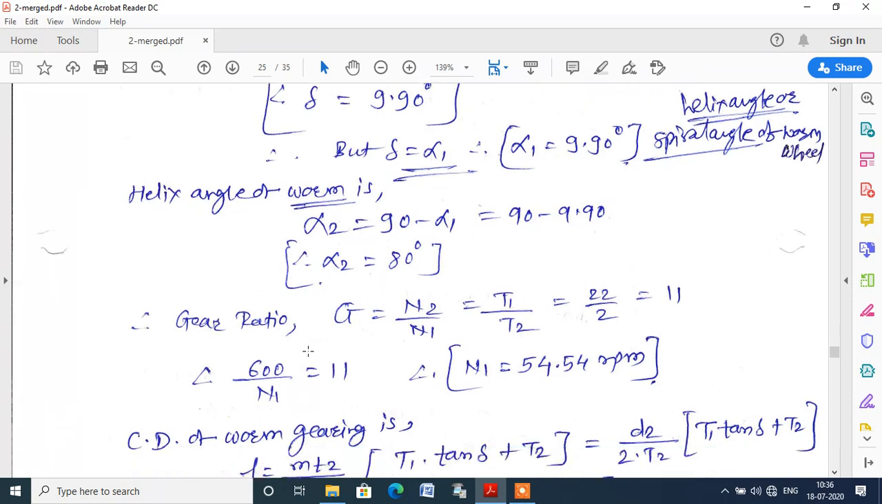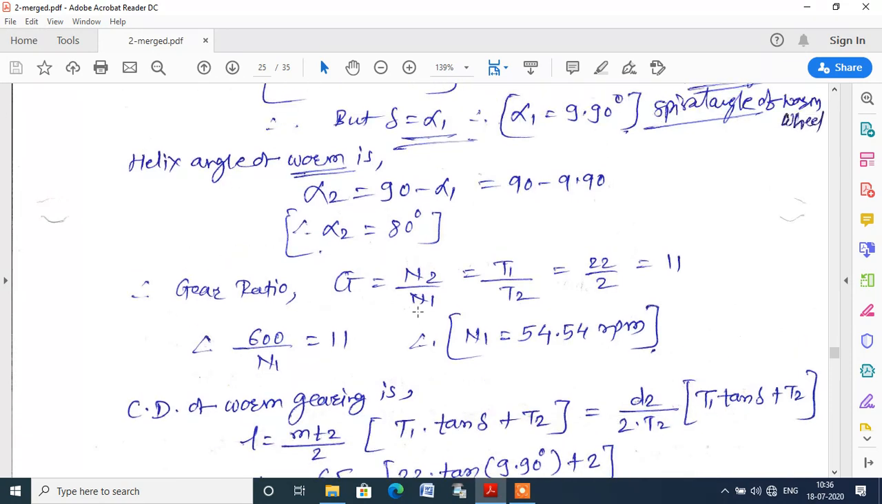Here the ratio G equals N2 by N1, or T1 by T2. So 22 by 2 is 11. By putting in 600 by N1, as N2 is given, N1 is 54.54 rpm.